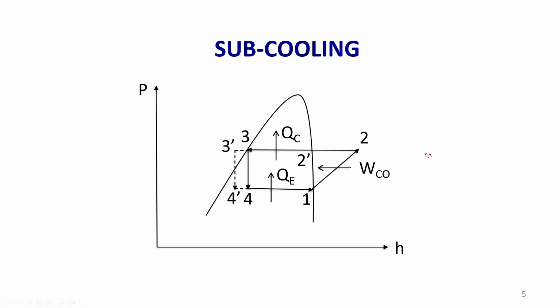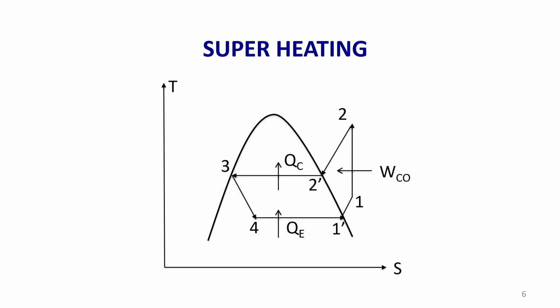So let us expand this one, and this also. H3 is equal to H4 without subcooling. With subcooling, H3 dash is equal to H4 dash, an isenthalpic process. Okay, so this is 2 dash, this is 2 dash, and the other process I have explained. Superheating.